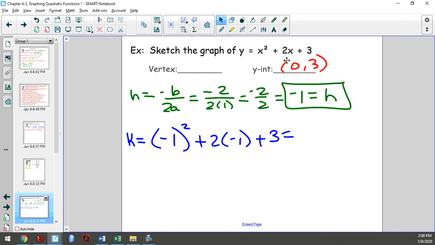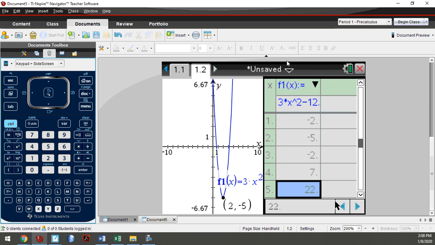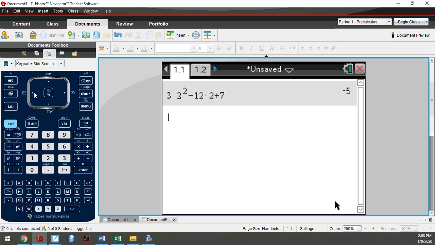Okay? So if I come back over here, how do I get back to my calculator page? You can click on the tab, or you can do Control left arrow. And that's going to be parentheses -1 squared plus 2 times -1 plus 3 and hit enter. And what does that give you? 2. Do we all understand where the k came from?